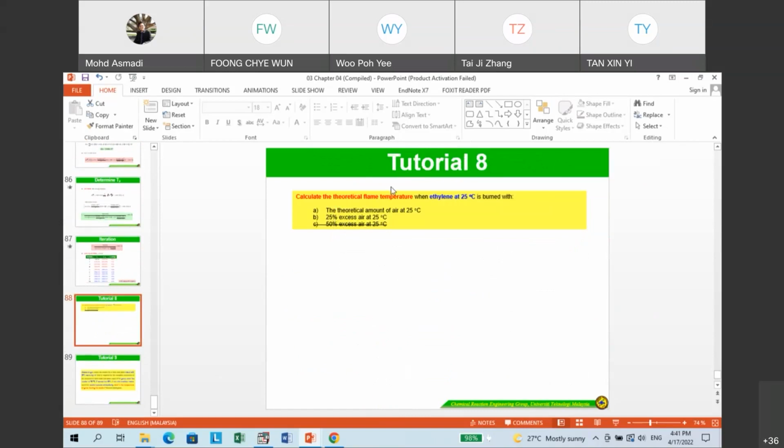If 50% of number of mole, meaning that how many number? 1.5, times with 3. Okay, 50%, right? So it's going to be 4.5. Okay, so that is for tutorial 8. We have another 10 minutes or 15 minutes. Okay, let's move on.